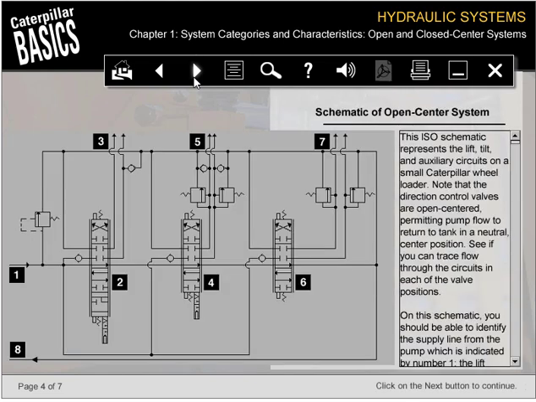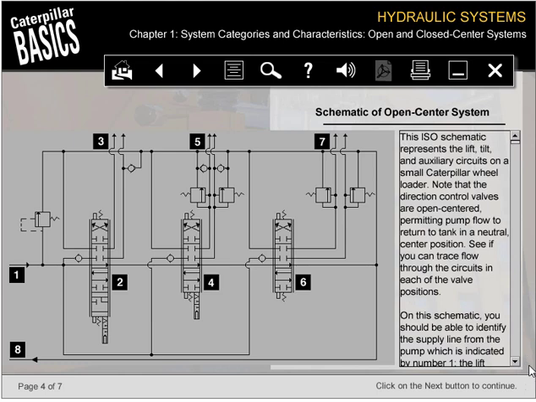This ISO schematic represents the lift, tilt, and auxiliary circuits on a small Caterpillar wheel loader. Note that the direction control valves are open-centered, permitting pump flow to return to tank in the neutral center position. See if you can trace flow through the circuits in each of the valve positions.